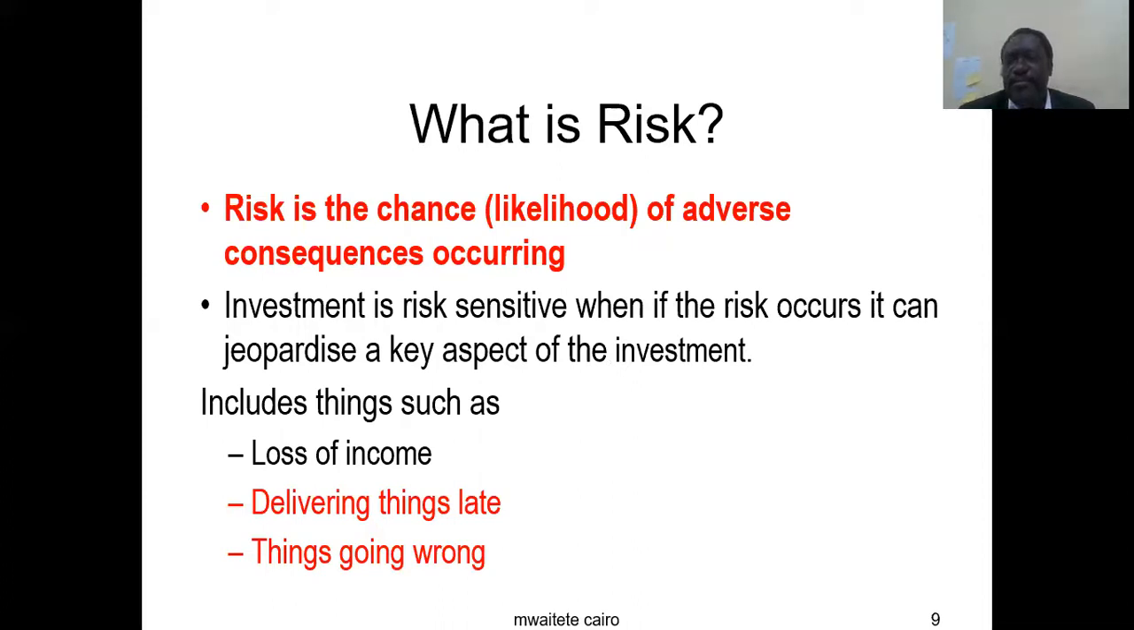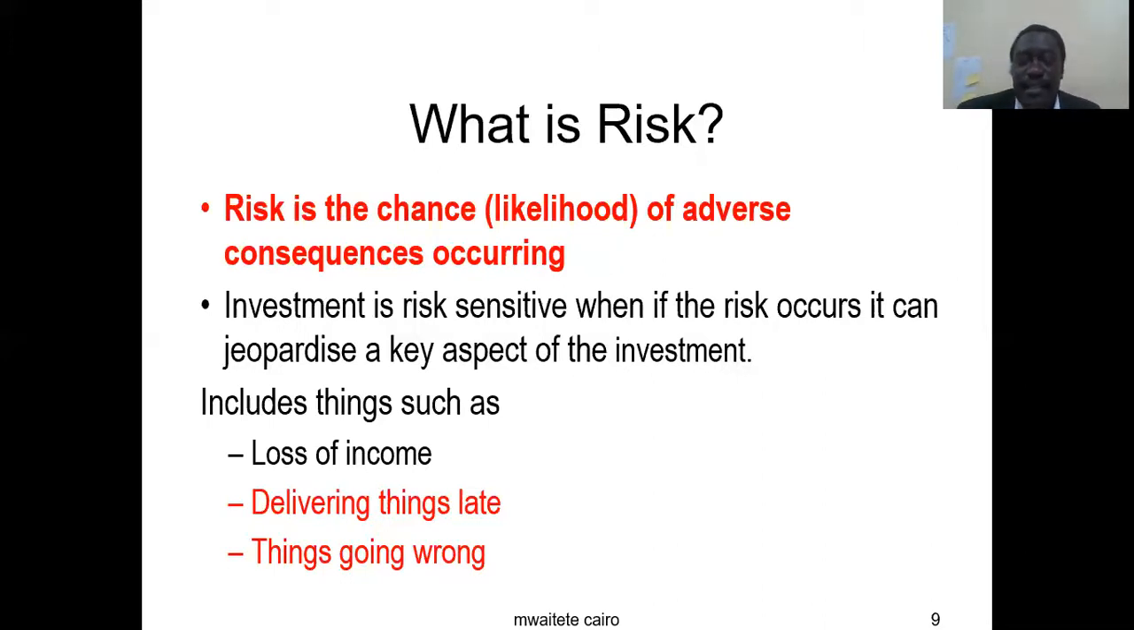Risk is the chance, the likelihood of adverse consequences occurring. Investments are risk sensitive. All projects are risk sensitive. If the risk occurs, it can jeopardize key aspects of the project. This includes loss of income. There will be loss of income. Another thing is delivering things late, and also things may go wrong.